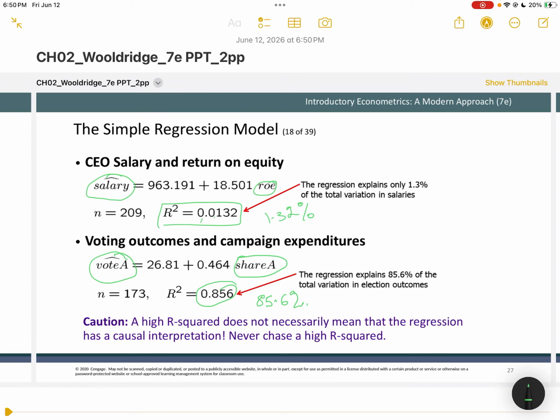Here is where I tell you to never chase high R squared. What exactly is R squared saying? Well, for one, a high R squared does not mean that the regression has a causal interpretation. It just means that vote A and share A are highly correlated. That's all it says.